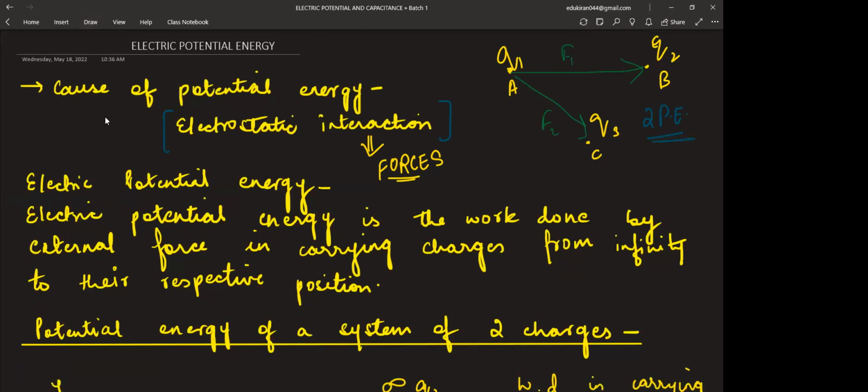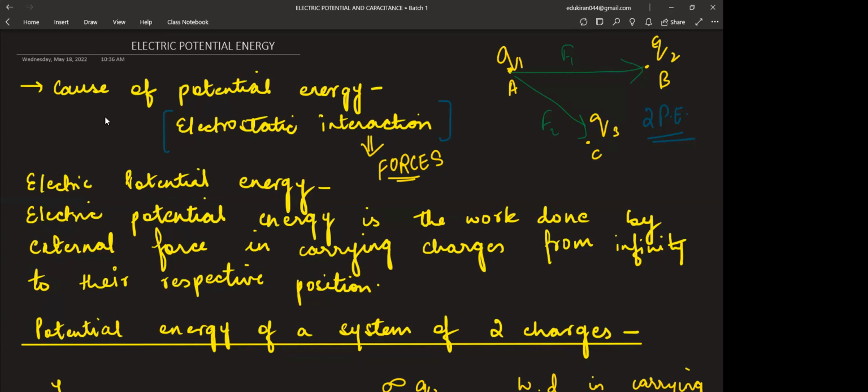Electric potential energy means, if there is a charge at infinity and we are bringing the charge to a particular position, then the total work done gets stored in the form of potential energy. That's the method to calculate it. But first, before knowing that, you should know how much interaction is present, what all forces are acting, or how much energy can be exerted.